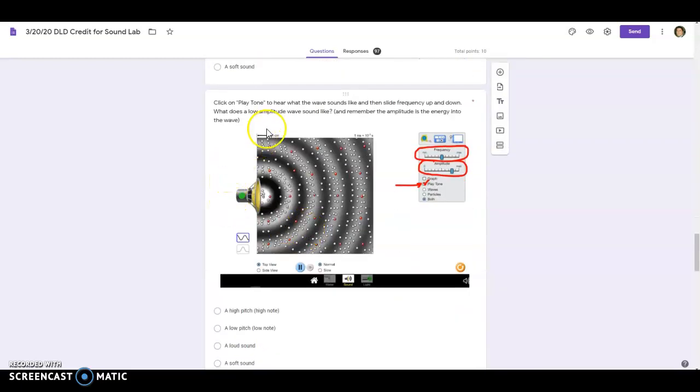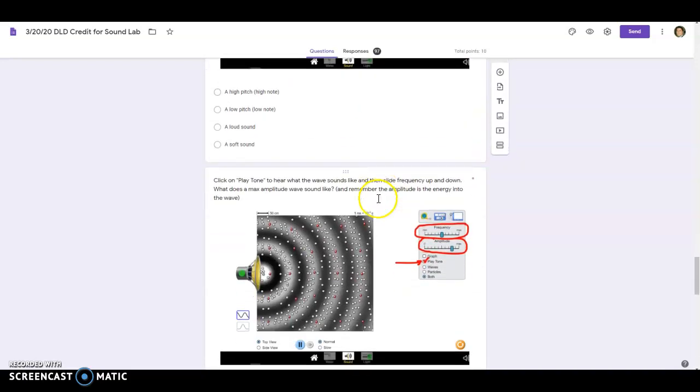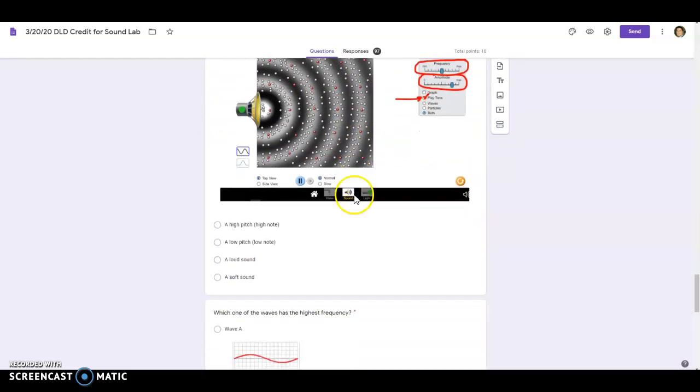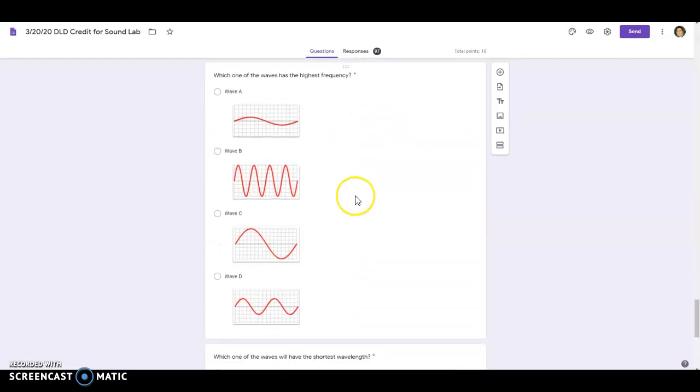Next question asks about a low amplitude sound again, and that was kind of a mistake on the Google form to be redone and fixed for the next Google form you guys fill out. It'll be a higher amplitude, it'll be louder sound. Okay, max amplitude wave, that's going to be a loud noise. Then we go back to some of these waves here about just frequency in general.